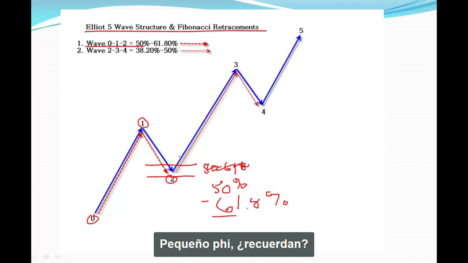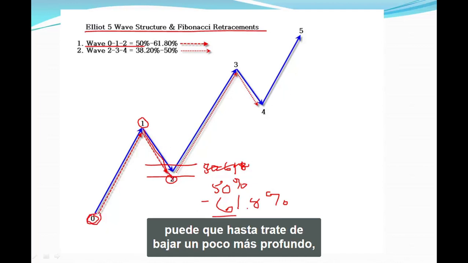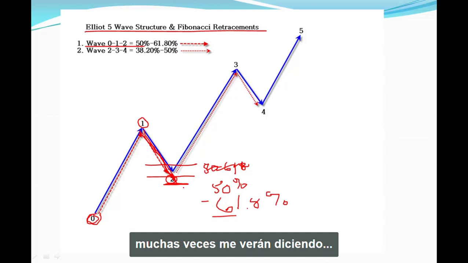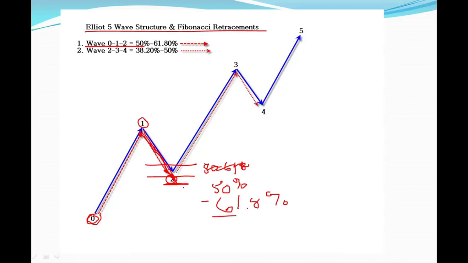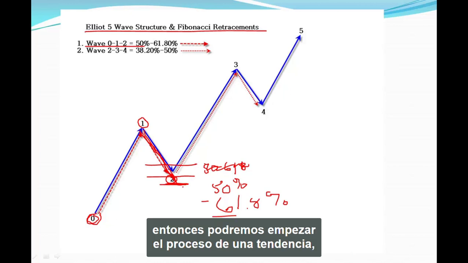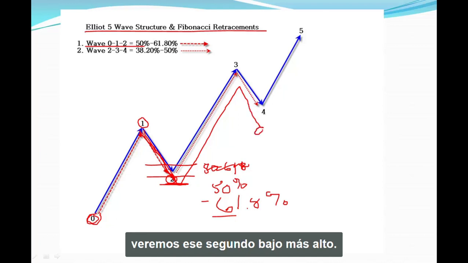Remember the Fibonacci levels? So off the market lows, it may come down that deep. It may even try to come down a little bit deeper. And that's where you look for that first higher low. So if you're in the live trading room, a lot of times you'll see me saying, let's look for that higher low to occur. Once we get that higher low, then we can start that process of a trend in another direction. And then the next pullback down, we're looking for that second higher low.